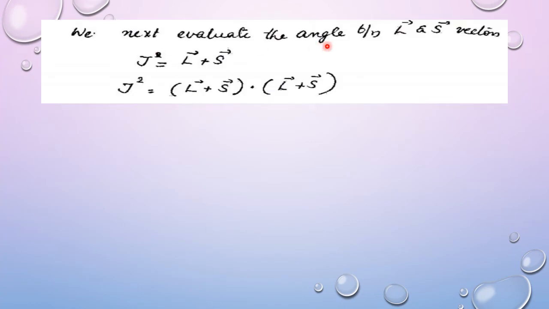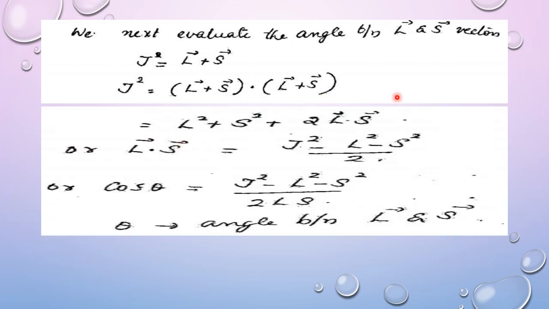Now we calculate the angle between L and S, the orbital angular momentum and spin angular momentum vectors. We know that J is equal to L plus S. So J squared is equal to (L plus S) dot (L plus S). On expanding, we get L squared plus S squared plus 2 L dot S, or L dot S equals J squared minus L squared minus S squared by 2. L dot S can be expanded as LS cos θ, right? So cos θ is equal to J squared minus L squared minus S squared by 2LS, where θ is the angle between L and S.